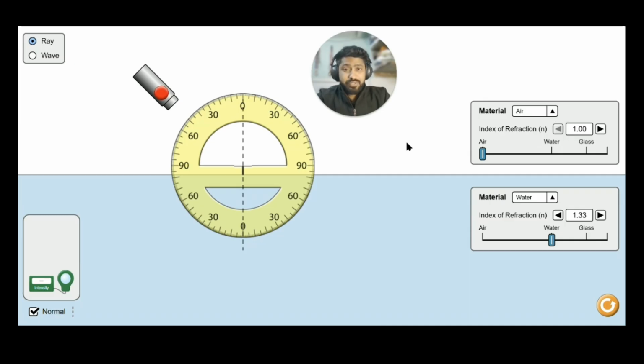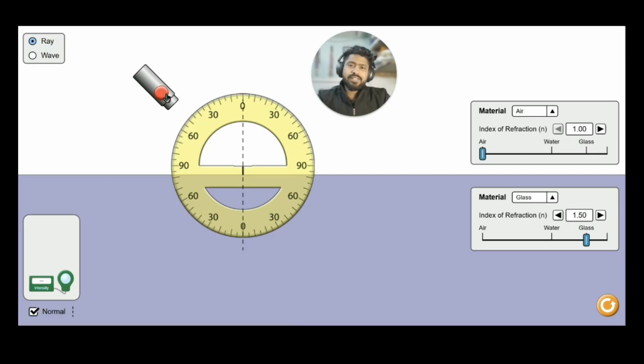Okay, we require two different media right now, so that a reflecting surface could be there. Right now we have chosen air, and the other medium is water. Now simply we can even choose this to be glass. So let us consider this is a glass slab and this is the air. Okay, now what happens when I just shine the light on the surface? I want you to closely observe.